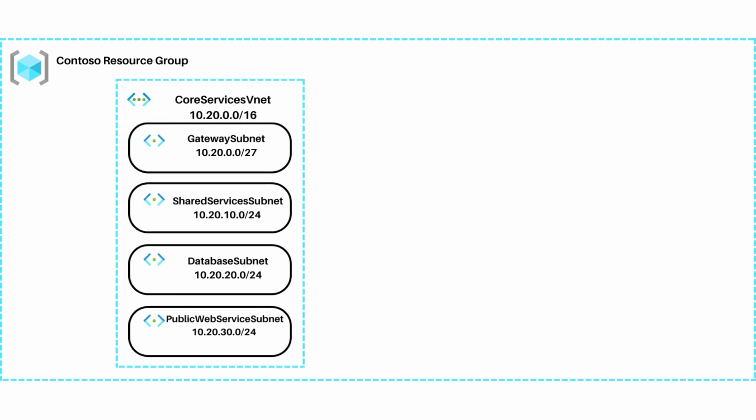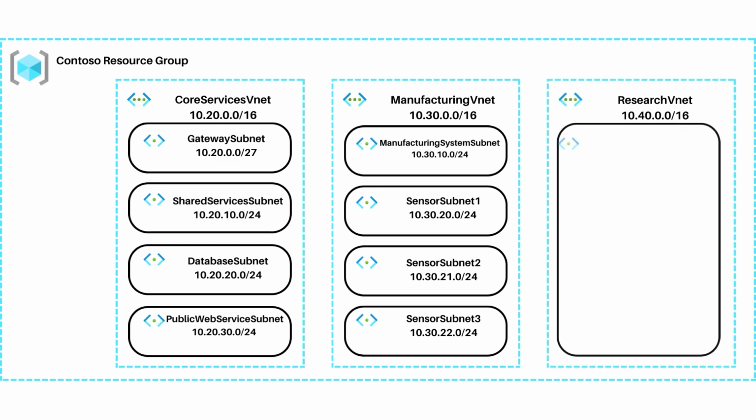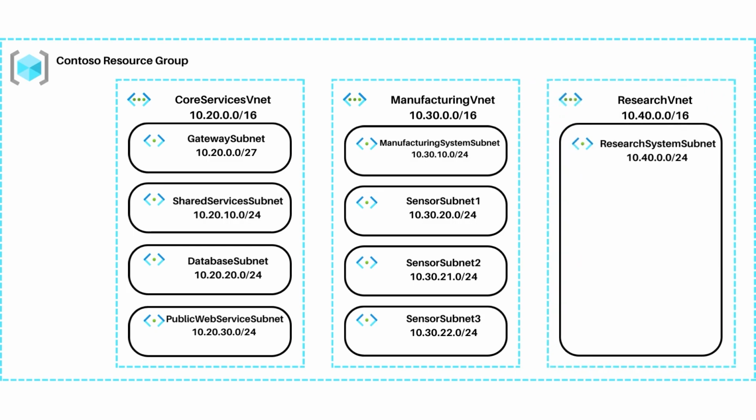In this video, I'm going to be showing you how to create Azure VNets by following Microsoft's Learn lab guides. These lab guides can be found in the description below. First, we will go through the steps of creating a resource group. Then we'll create a core service VNet, and inside of that VNet, we'll create 4 subnets. Next, we'll create a manufacturing VNet, which will also have 4 subnets within it. And then finally, we'll create the research VNet, which will only have 1 subnet inside of it.